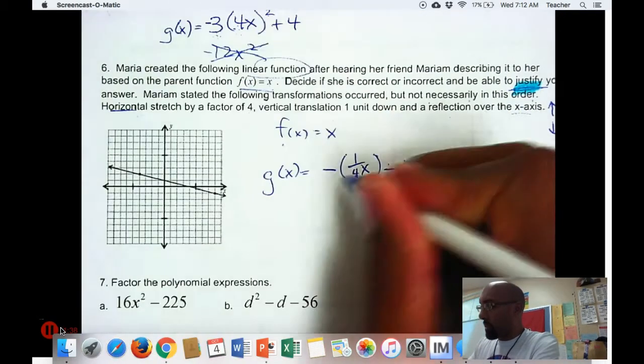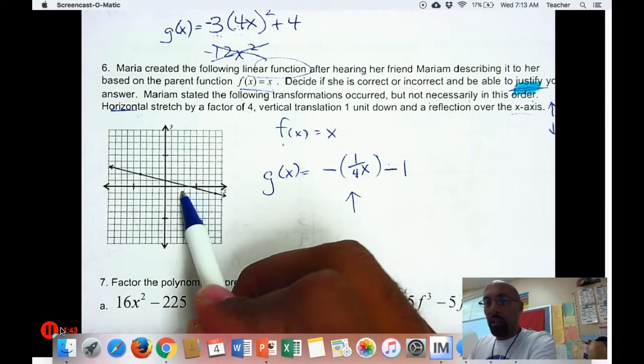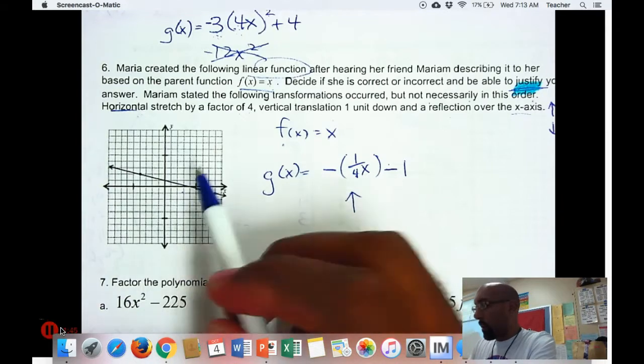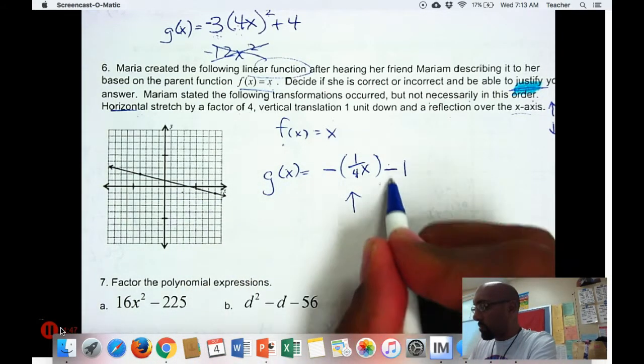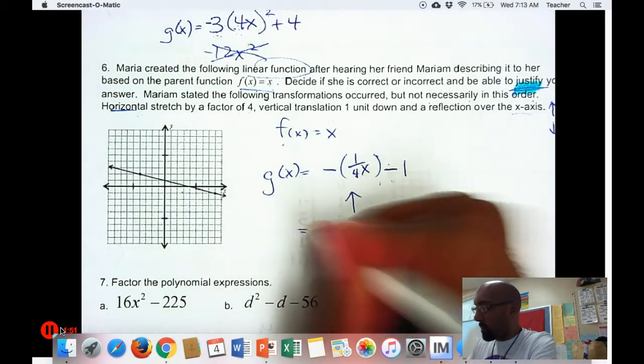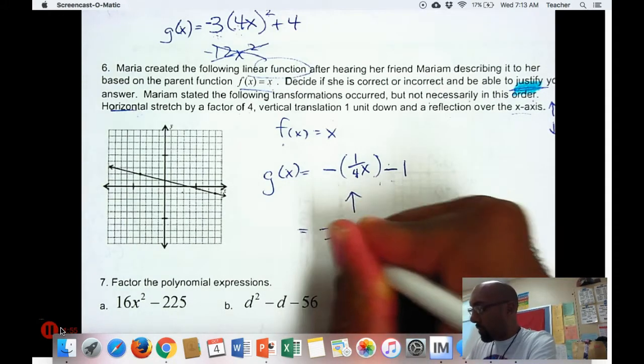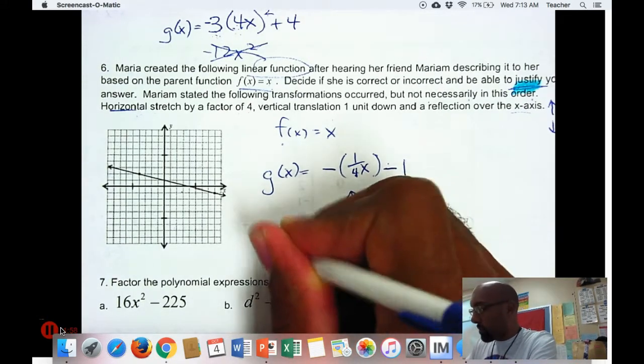So this is what I want to see. I want to see the new function, and make sure you state what the actual one should be. Okay, is this actually that function? Well, first of all, the y-intercept, well actually, let's simplify this. Okay, we don't need parentheses because there's no squared or cubed out here. So it's just minus 1/4 x minus 1.